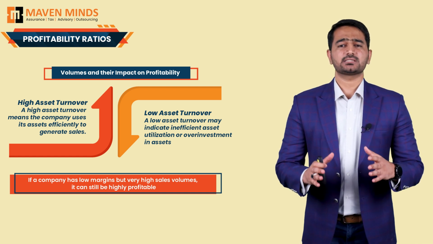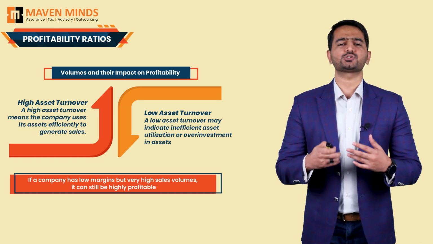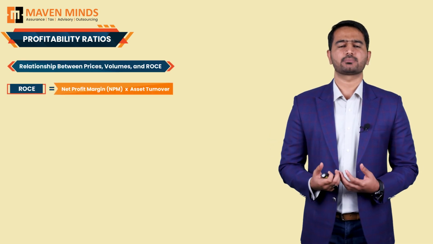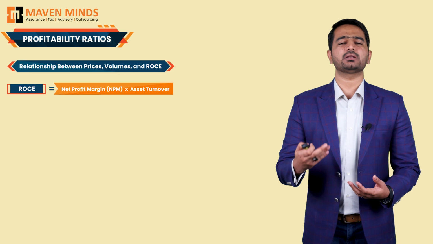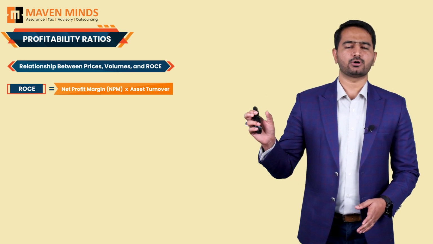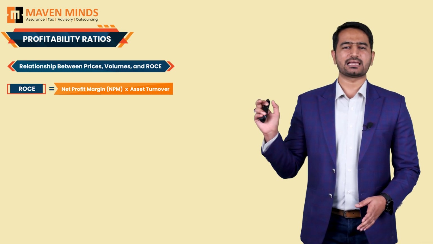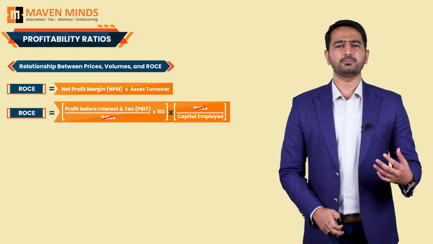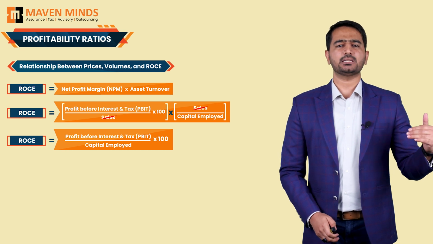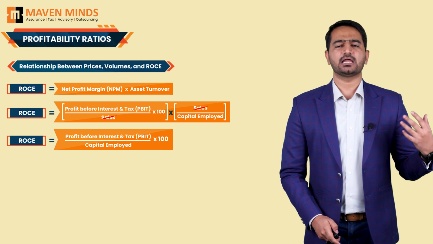Alright, my friends, now comes a very important formula that connects everything that we have learned so far. When you multiply the net profit margin by asset turnover, the resulting product is return on capital employed. In this formula, sales figure in the numerator of the asset turnover ratio and the denominator of the net profit margin ratio cancels each other out. What remains is the profit before interest and tax from the net profit margin and the capital employed from the asset turnover, multiplied by 100 due to percentage from the net profit margin.